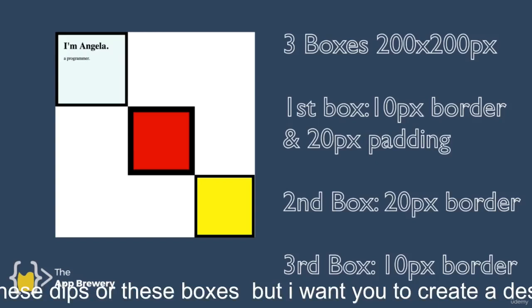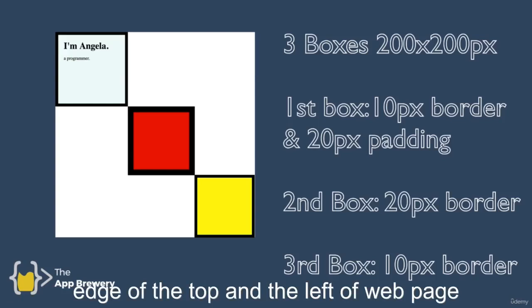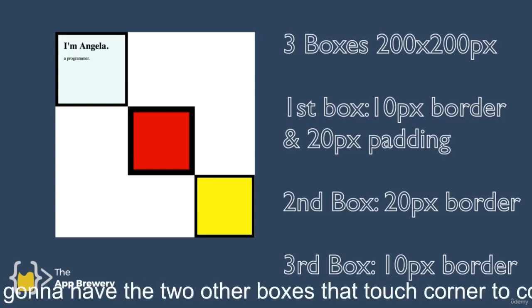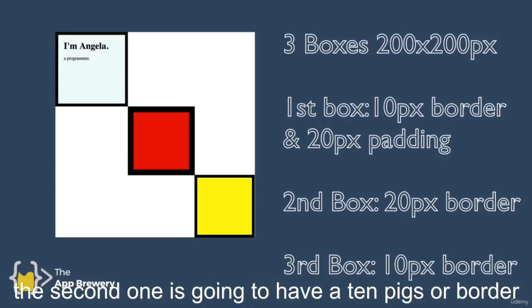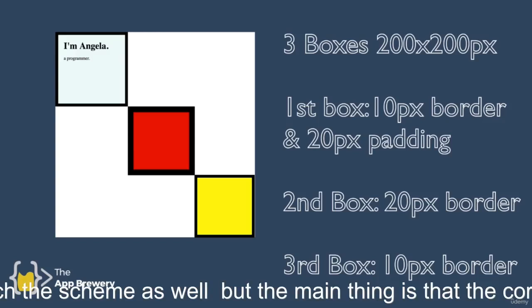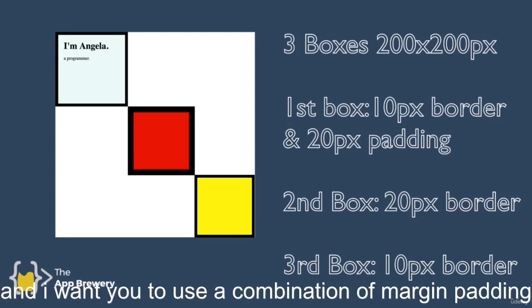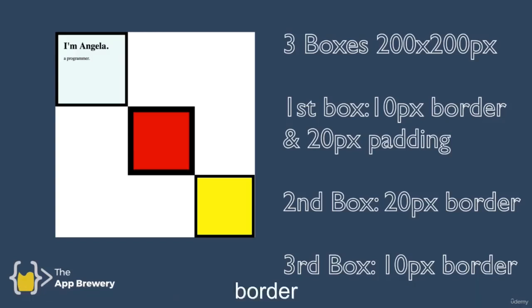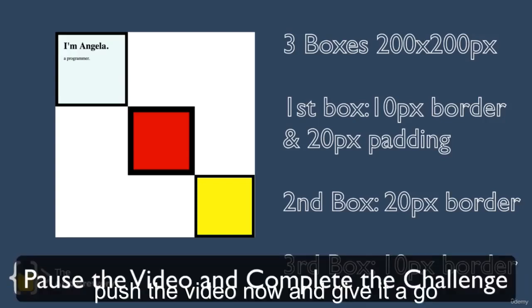But I want you to create a design that looks like this. So you're going to have that first box right towards the edge of the top and the left of the web page. Then you're going to have the two other boxes that touch corner to corner. And this second one is going to have a 20 pixel border. And the third one is going to have a 10 pixel border. And you can change the color to match the scheme as well. But the main thing is that the corners must touch each other. And I want you to use a combination of margins, padding, border, whatever it may be in order to achieve this design. So pause the video now and give it a go.